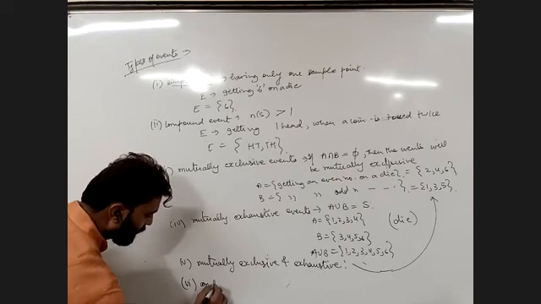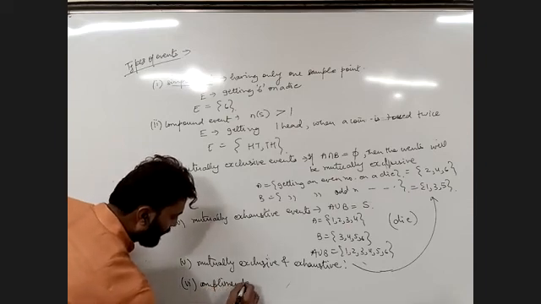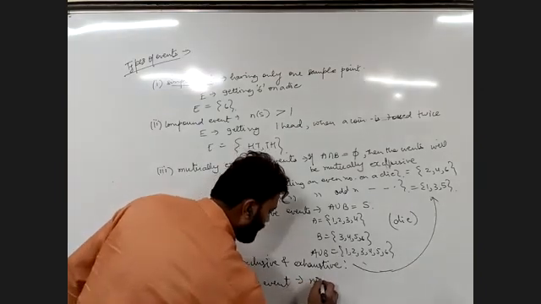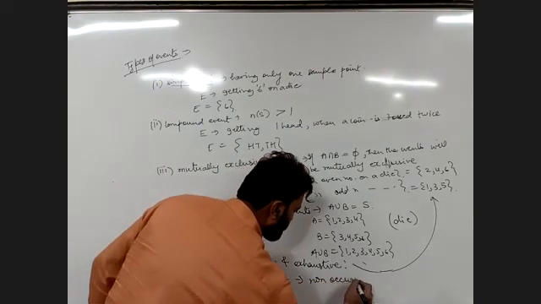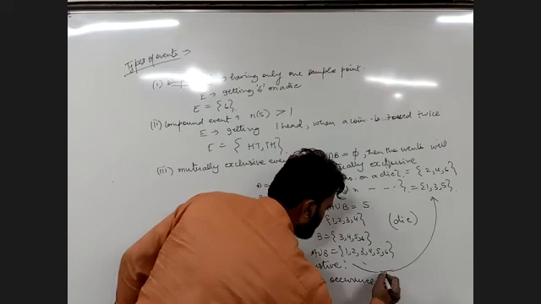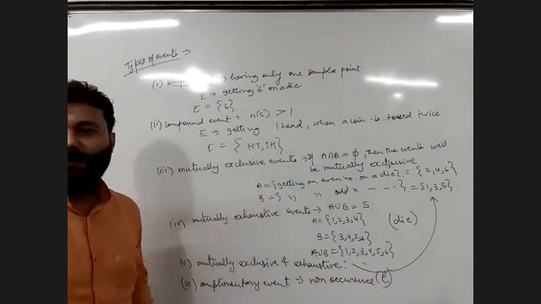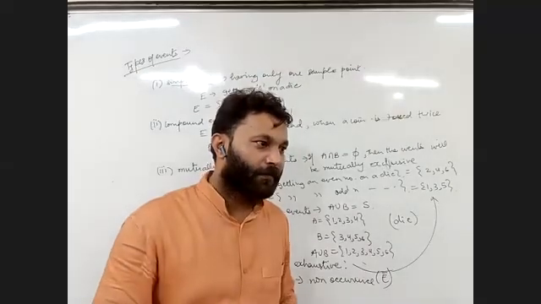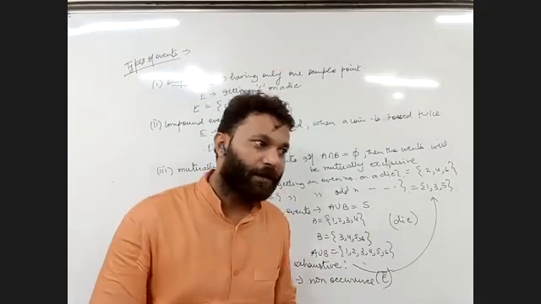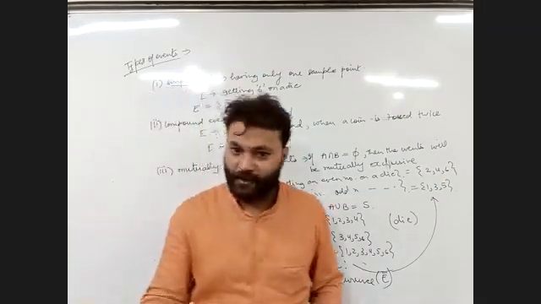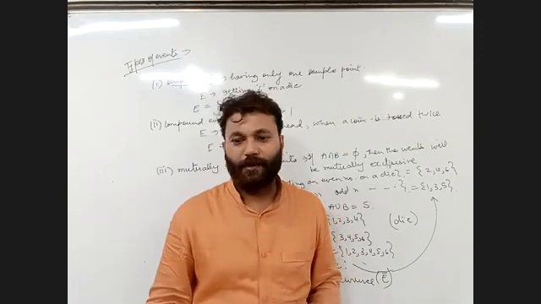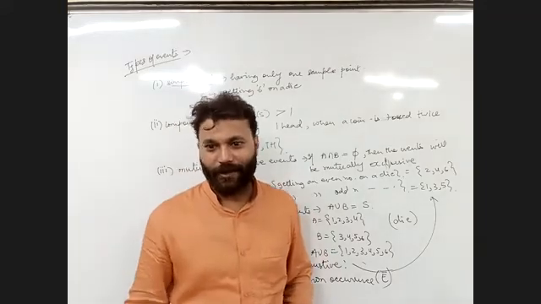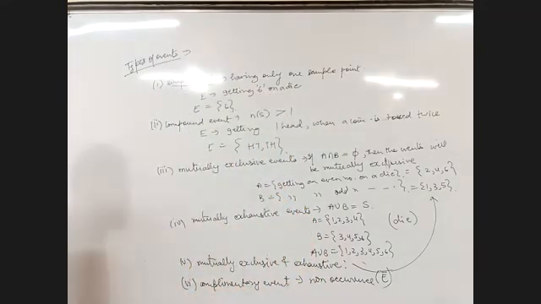Last, complementary event. Complementary event is actually non-occurrence. The non-occurrence of the event is its complementary event. So if E is getting an even number, complementary event will be getting an odd number. If E is winning in a situation, complementary event will be losing in a situation, in an experiment only, right?